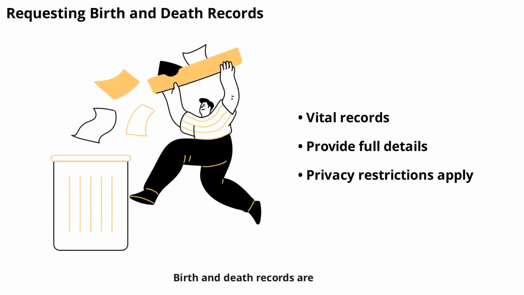Birth and death records are vital records maintained by state agencies. While some information is public, access may be restricted to protect privacy. When requesting these records, provide the full name, date, and place of birth or death. Be prepared to show proof of eligibility if required.